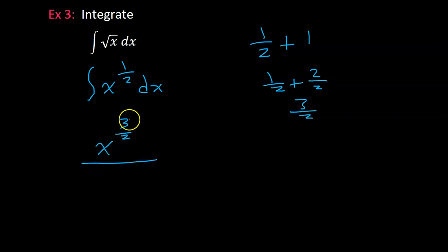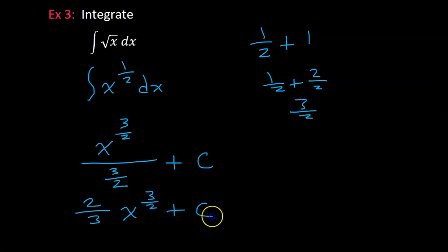So I will have x to the 3 over 2 power divided by 3 over 2. And of course, we must include the constant of integration. Dividing by a fraction, you multiply by the reciprocal. So we're going to wind up with 2/3 x to the 3 over 2 power plus c. And that's it. This is the integral of the square root of x dx.